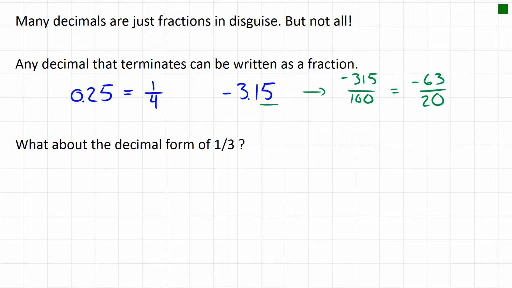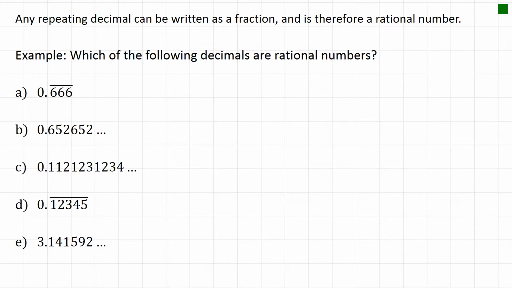Now, how about the decimal form of 1/3? You'll probably remember from previous classes, or if you just stick it in your calculator, when you do 1 divided by 3, you get 0.3333, and on and on and on. Or another way to write that is 0.3 with a bar above the 3, and that means that it's repeating forever. So these decimals that keep repeating on and on, if they can be written as a fraction, well then that means they're rational numbers too. So any repeating decimal can be written as a fraction, and therefore it's a rational number.